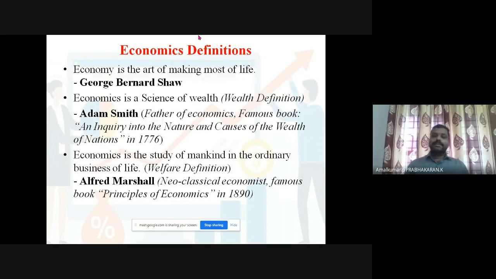Alfred Marshall is considered a neoclassical economist, whereas Adam Smith and his followers are considered classical economists. Marshall's famous book is The Principles of Economics, which was written in the 1890s. His definition is called the welfare definition.